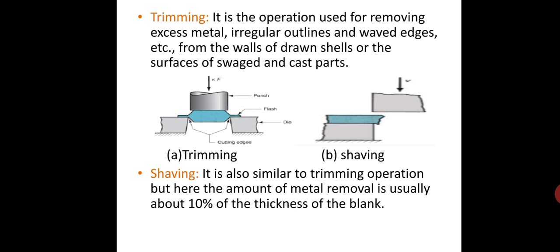It is also similar to trimming operations, but here the amount of material removal is usually about 10% of the thickness of the blank. It's also similar to the trimming operation. It only removes a lesser amount in the sheet metal object. The shaving diagram shows how the shaving operation is done.